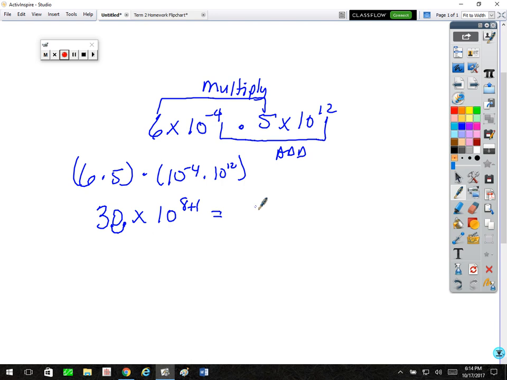So my final answer is 3, and you can write 3.0, it doesn't matter. I just choose not to write it, times 10 to the 9th power. And that's all you're doing with these problems. Now we are in correct scientific notation and we're good to go. Alright, let's look at a division problem. What if I was to give you something like 24 times 10 to the 12th power divided by 12 times 10 to the 6th power.